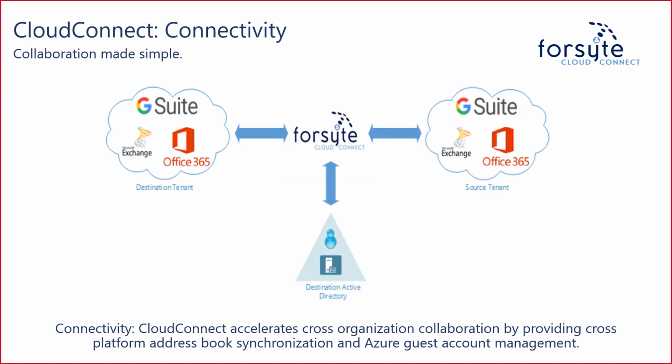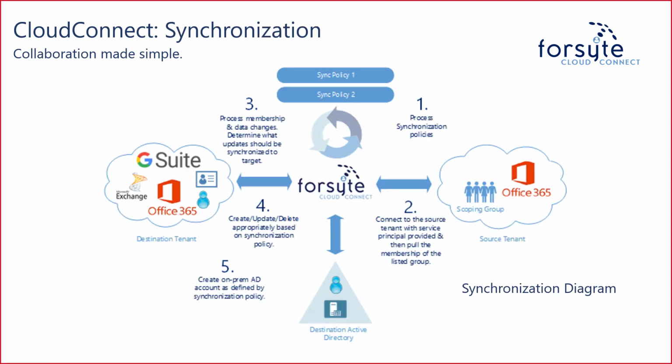Very simple concept. What it allows you to do is connect these multiple systems together using CloudConnect as the glue. And in some instances where needed, synchronize objects down into an on-premise Active Directory to support things like Azure Application Proxy for legacy authentication. So really simple concept. First and foremost, you create these synchronization policies. We'll see this in the demonstration.